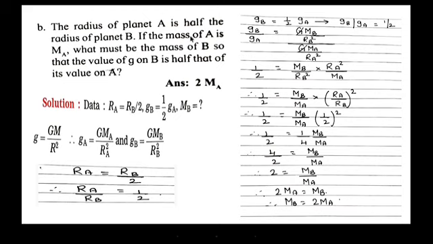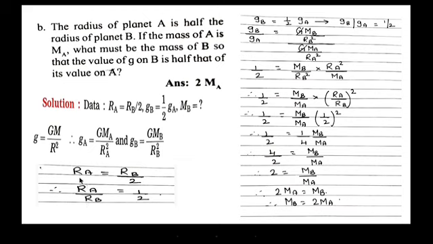The mass of planet A is given as ma. So we take the mass of planet B as mb, which we have to find. Okay, and the condition given is the value of g on planet B is half the value of g on planet A. That means we have g on planet B is equal to half g of planet A. Okay, so we have the formula for g. g is equal to capital G m upon r square. So from this we can write down g at A is equal to G ma upon Ra square and g at B is equal to G mb upon Rb square.